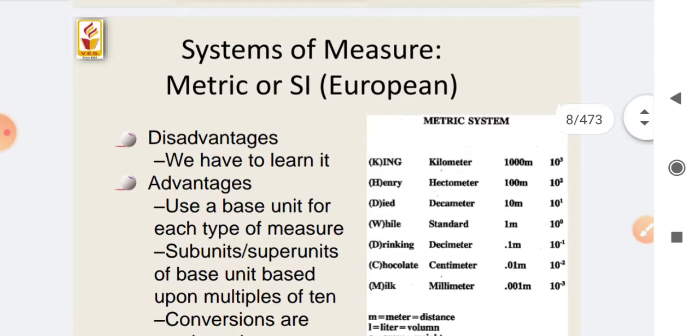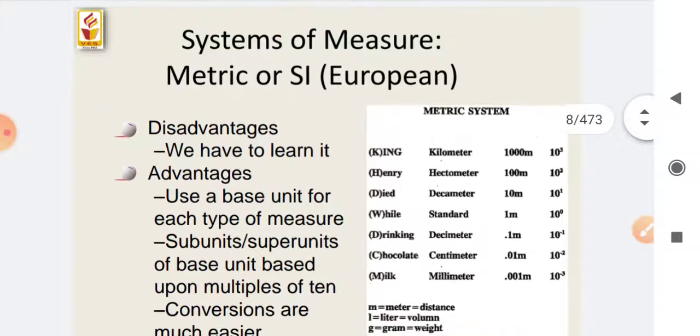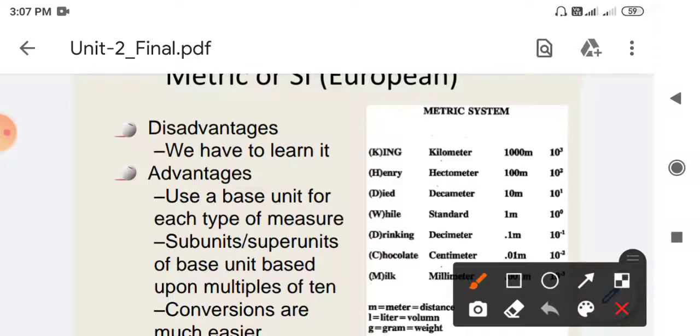Okay, SI system of units. And the disadvantage is that, for the English system we have the advantage that we already know those systems, because we generally use that system in day to day life. Then for this SI system, the disadvantage, in contrast to that advantage of the English system, is that we have to first learn this system.